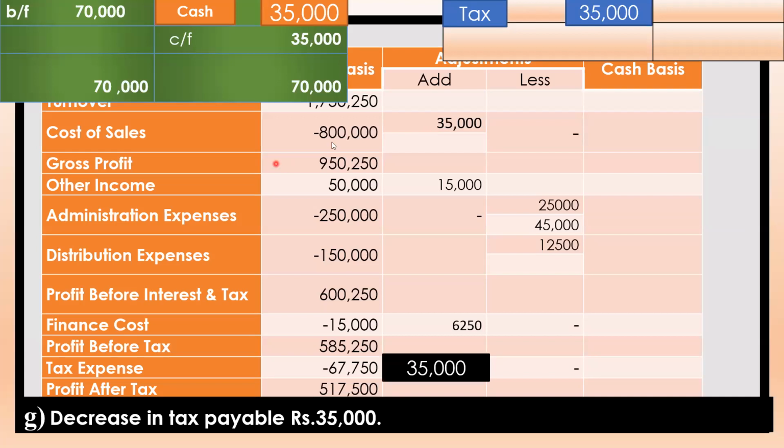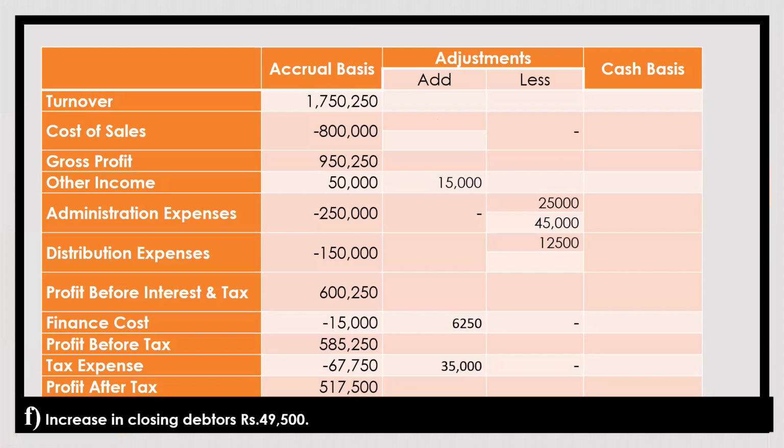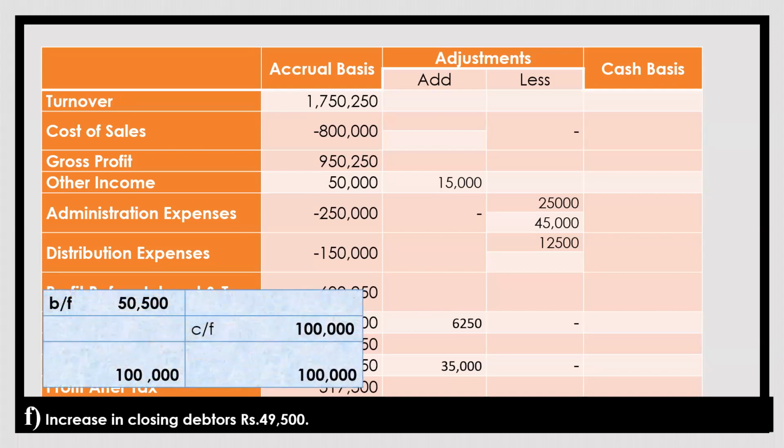So, right? Now next one. Increasing closing debtors. So let's see the account. Here we have 50,500. Now we have increased the closing debtors, which means there is 49,000.